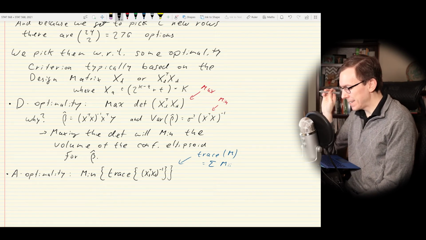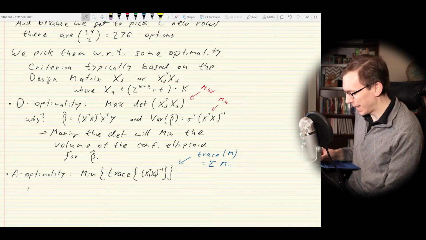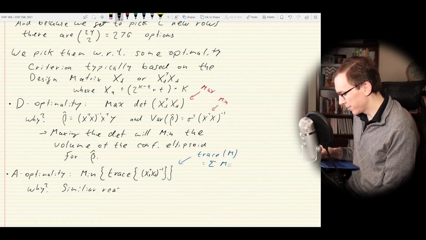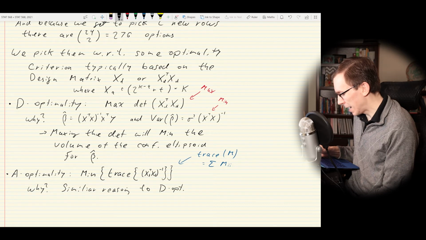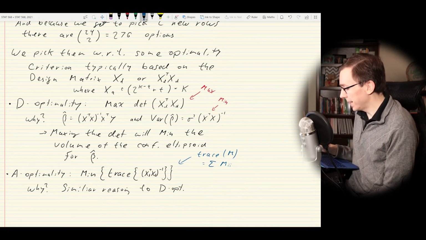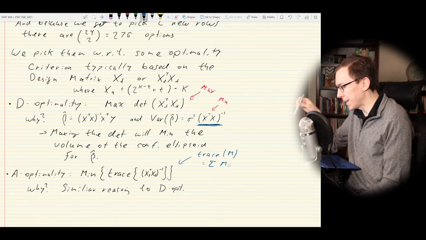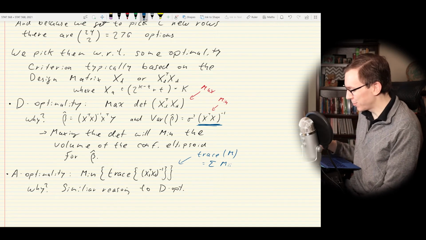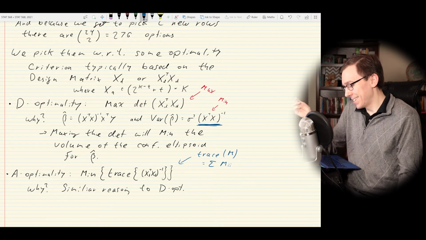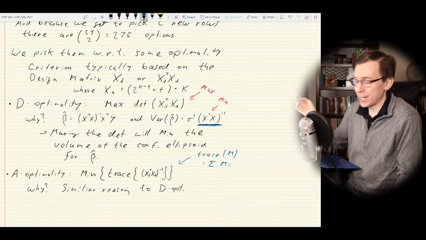But the reasoning is very similar. If we ask ourselves why we would want to do that, it's similar reasoning to D-optimality. Because if we go right back to the idea that the variance of our least squares estimator is in terms of x transpose x inverse, A-optimality says, let's minimize the trace of that matrix. So that also seems pretty reasonable.